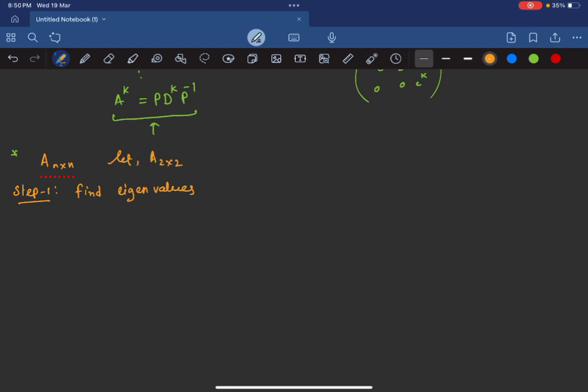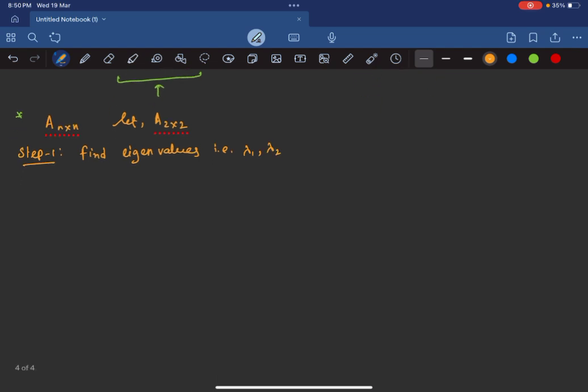Let A be a 2 cross 2 matrix. For the time being we are considering A as a 2 cross 2 matrix. Step 1: find the eigenvalues, that is for 2 cross 2, suppose lambda 1 and lambda 2 are the eigenvalues. Step 2: find the respective eigenvectors, that is, suppose corresponding to lambda 1 v1, corresponding to lambda 2 v2. So here eigenvalue and eigenvector are the initial two steps.